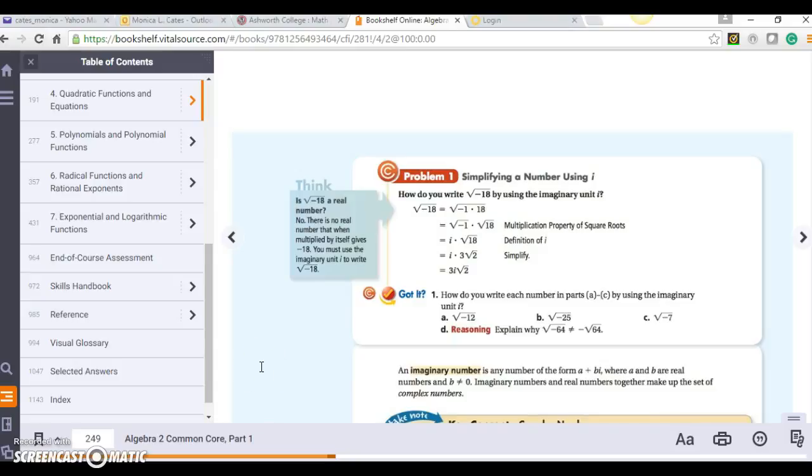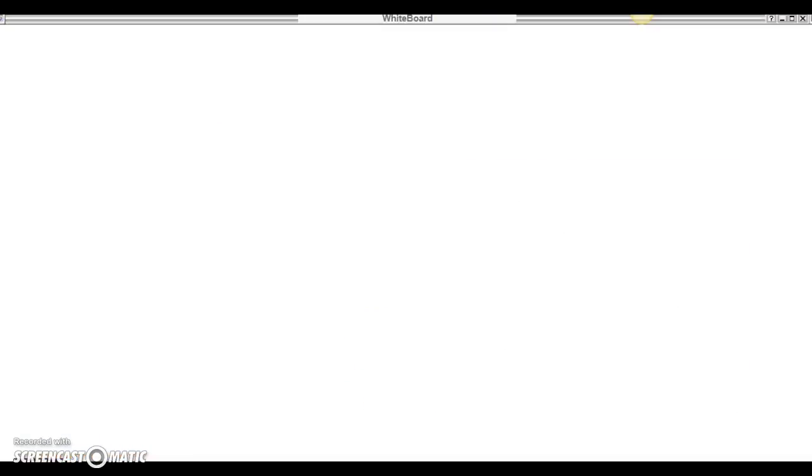Hello, we're looking at problem number 1 from section 4-8. It says simplify a number using i. So how do you write the square root of negative 18 by using the imaginary unit i? So let's write that here.